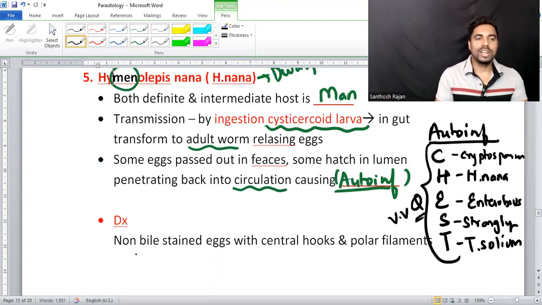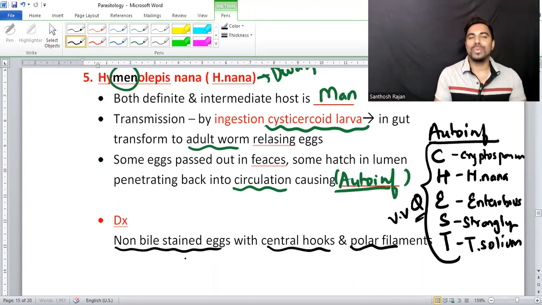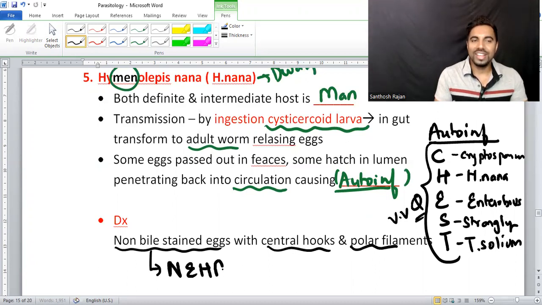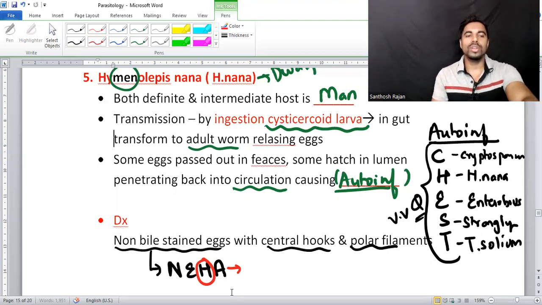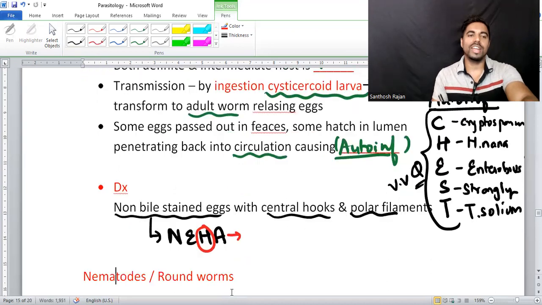H. nana has a non-bile-stained egg with central hooklets and polar filaments. Again, all the eggs are mostly bile stained except a few. The shortcut is NEHA: non-bile-stained eggs. N for Necator, E for Enterobius, H for H. nana, A for Ancylostoma duodenale. We will study these in detail, but for now remember this. So this is your H. nana.